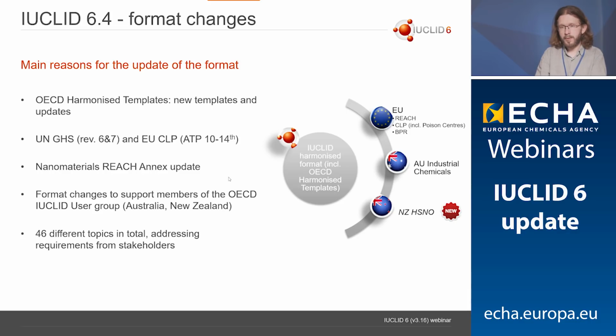We will also work on format changes to support members of the OECD Euclid group, particularly Australia and New Zealand, who are users of Euclid. And in total, we will address 46 different topics that are coming from different requirements collected amongst our stakeholders.